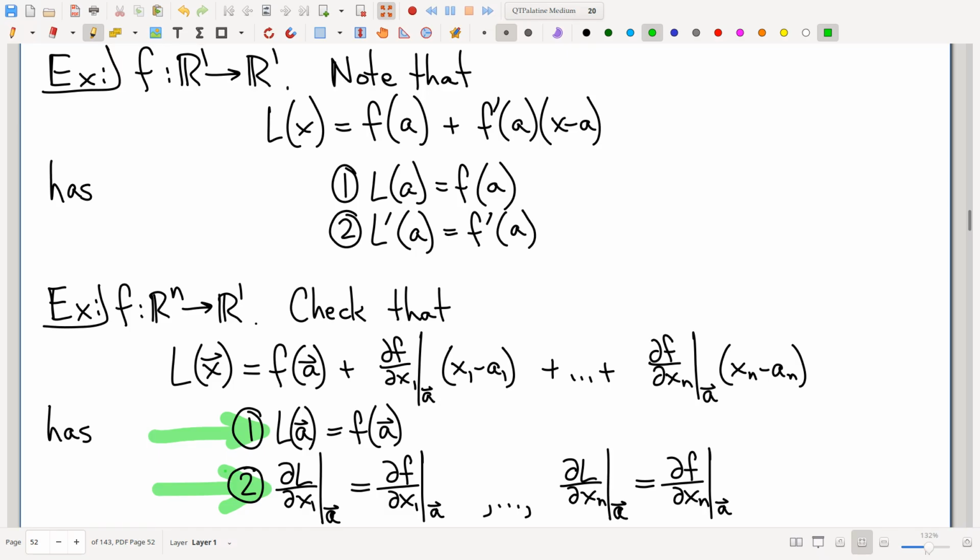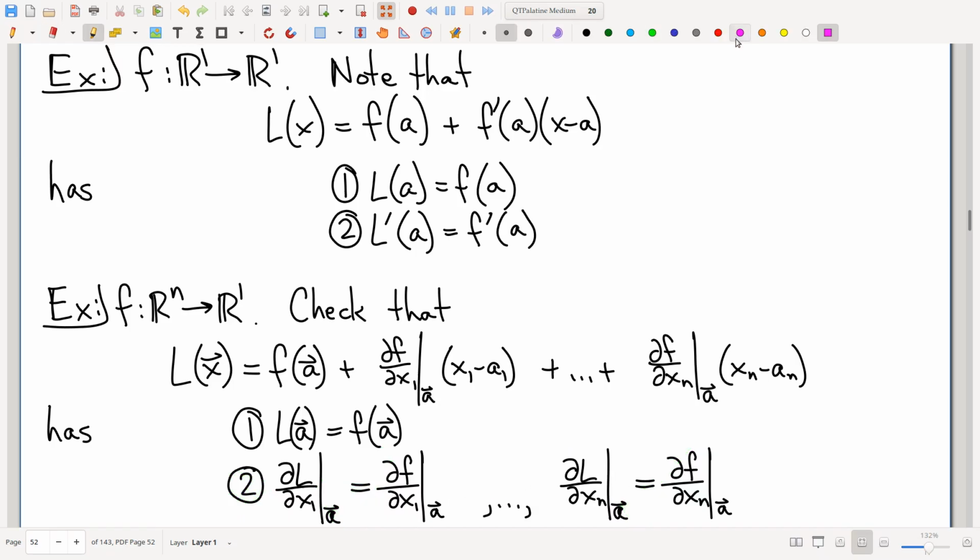We've got a multivariable function. What's a derivative anyway? Well, the only derivative we have so far is partial derivatives, but there's several of them. You can talk about partial derivatives with respect to any one of the input variables. There are n input variables here, so there are n different partial derivatives. And when I say I want L to agree with f in first derivative, I mean all of the first derivatives. L has to impersonate f for all of those first derivatives.